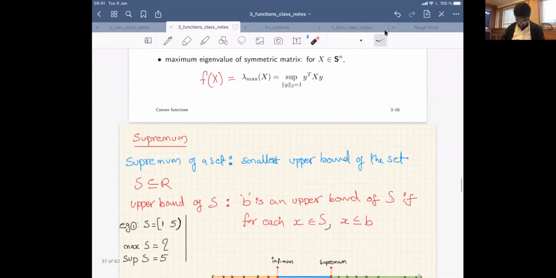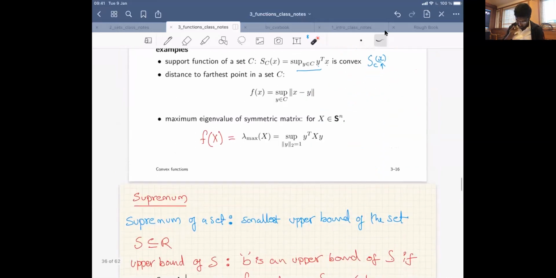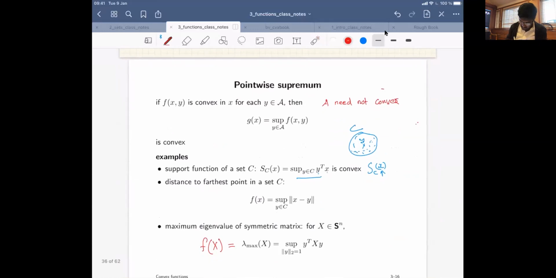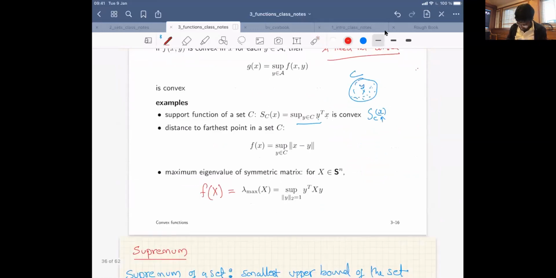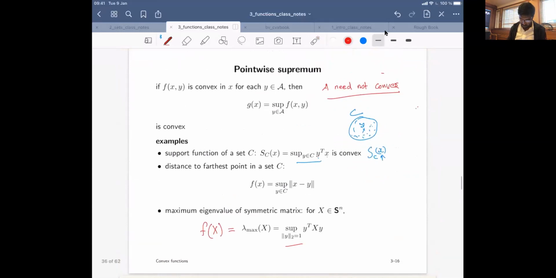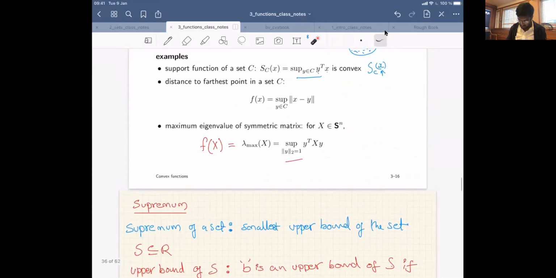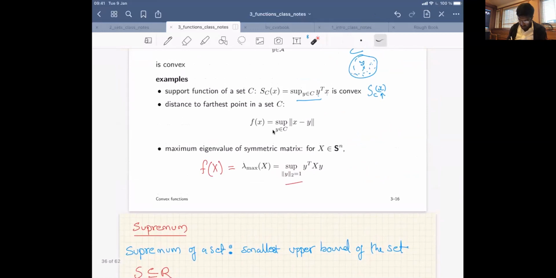So we saw what is the pointwise supremum. Also, one point we saw is that A need not be convex here, right? So what is A here? In this general framework we have y belongs to A, right? So what is the set A here? Let me just check whether this is recording. Yeah, it's recording. Here A is like the unit norm circle, right? This is the two norm, sorry, the Euclidean unit norm. So it's like a circle.